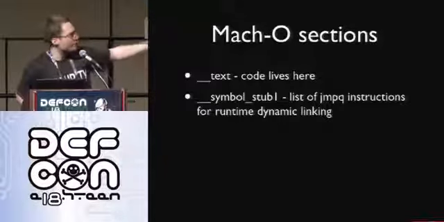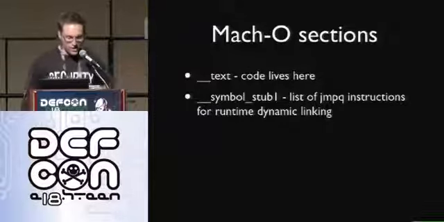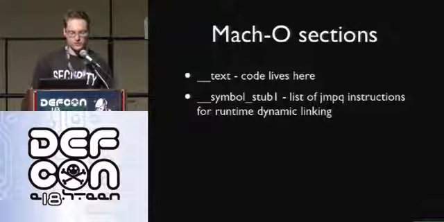These are sort of similar to ELF, right? We have the text section. This is where code lives. There's the symbol stub section. This is just a list of jump queue instructions that are useful for runtime dynamic linking, which we're going to go over in a bit.